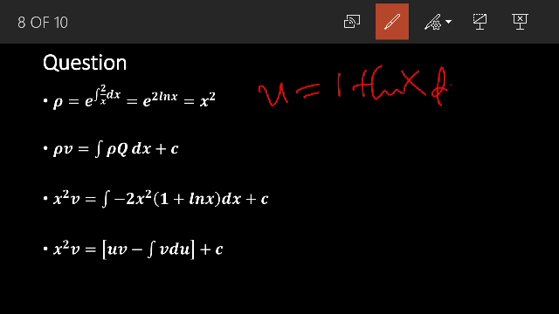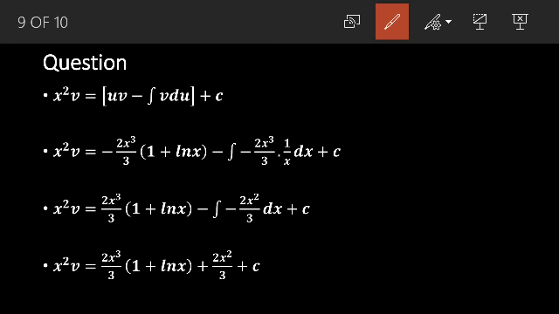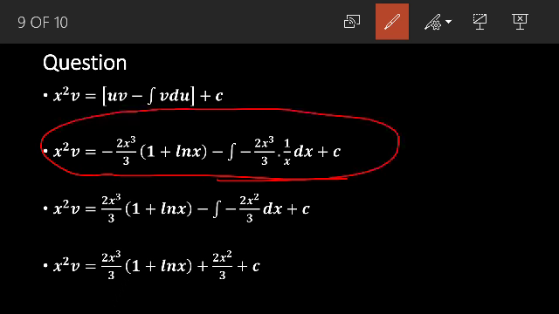So if we are substituting values, uv now would be minus 2x cubed all over 3 into 1 plus ln x, then minus integral of v du. Your v du means you multiply 1 over x by minus 2x cubed all over 3. And that will give us minus 2x squared all over 3, which is exactly what we have here. And you can see here that this is leading to this.